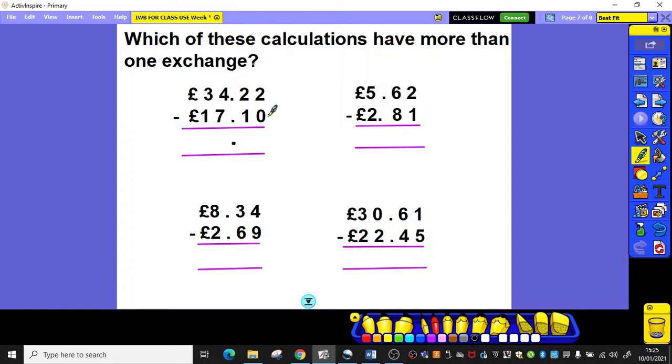2 take away 0 is going to give me the answer of 2. If I use the inverse, as I did yesterday, 2 added to the 0 takes me back to 2. I know that this is correct.